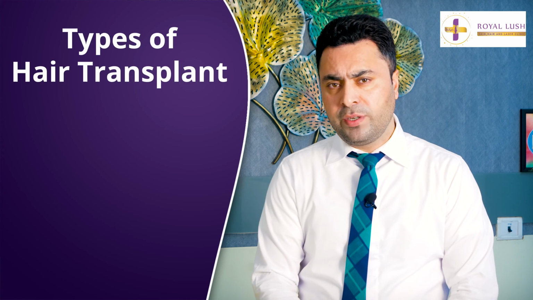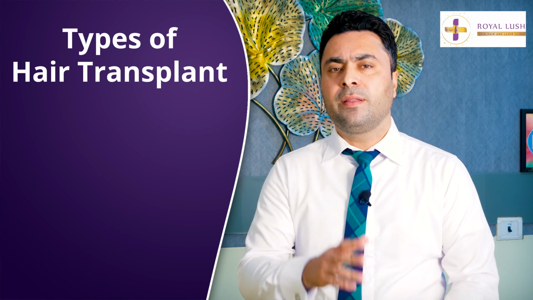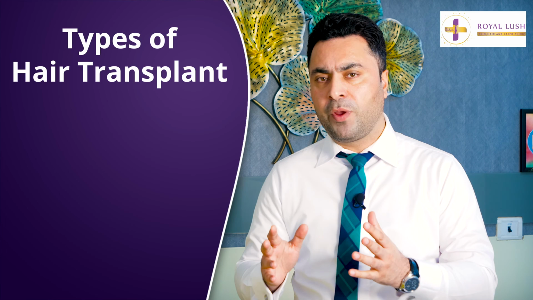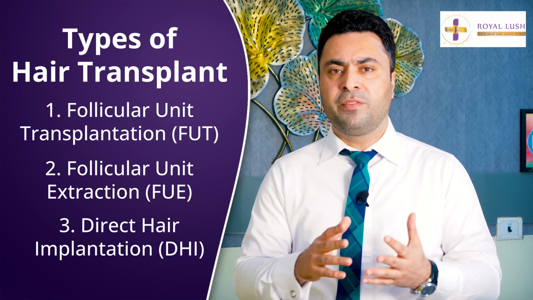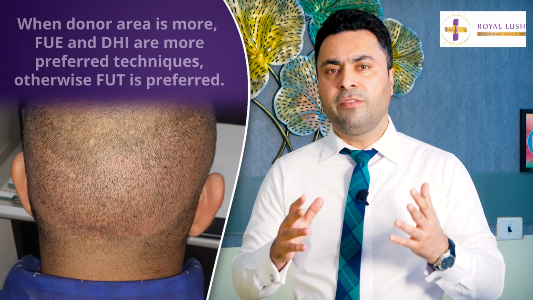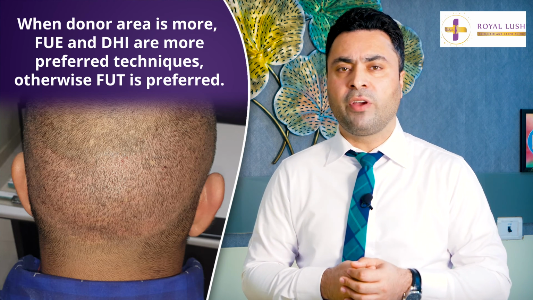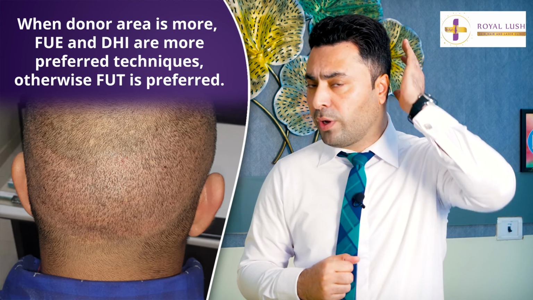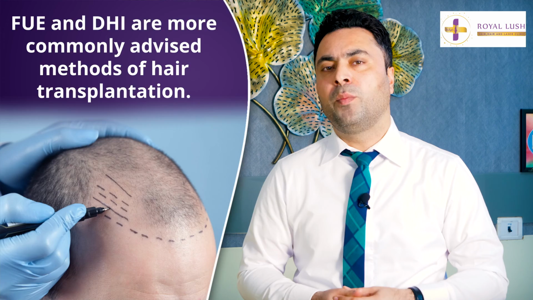Now, what are the different types of hair transplant? Ideally, after proper patient selection, the transplant is designed for that particular patient. It can be either FUE or FUT or DHI. So every person has a specific need. If there is a good donor area, the best technique will be FUE or DHI. If there is less donor area, and the recipient area where you want to implant the grafts is quite large, then sometimes we do opt for FUT. However, FUE and DHI are more frequently advised and performed across the world.